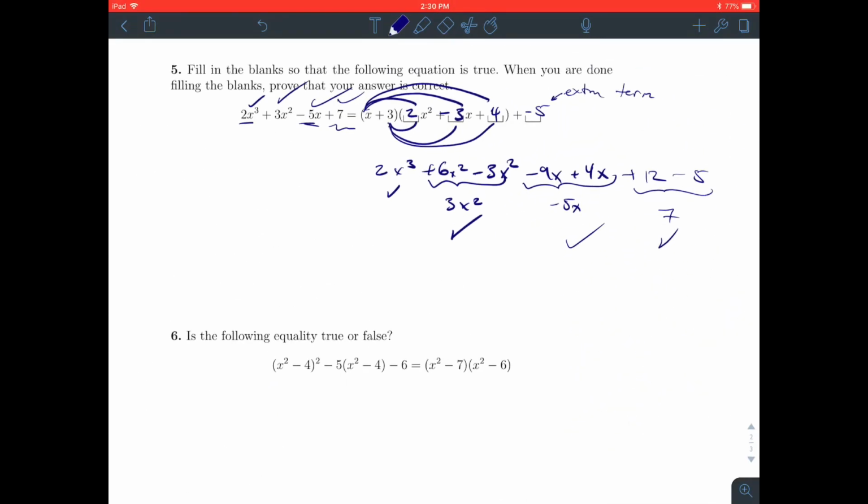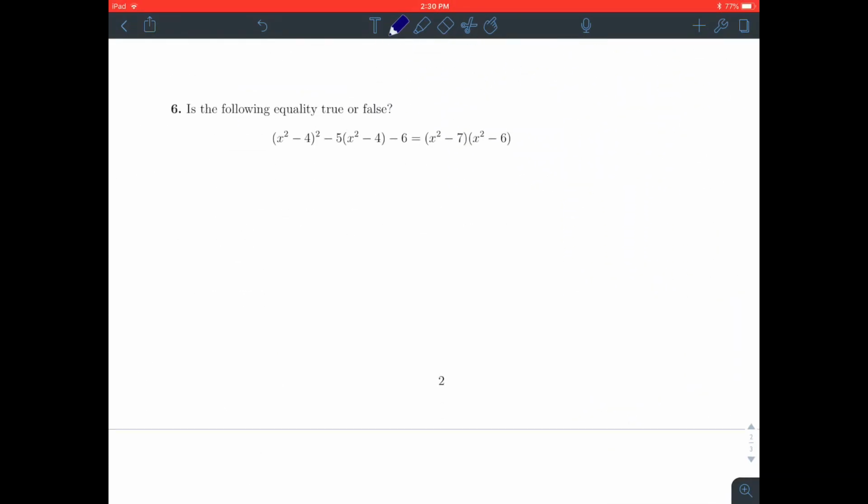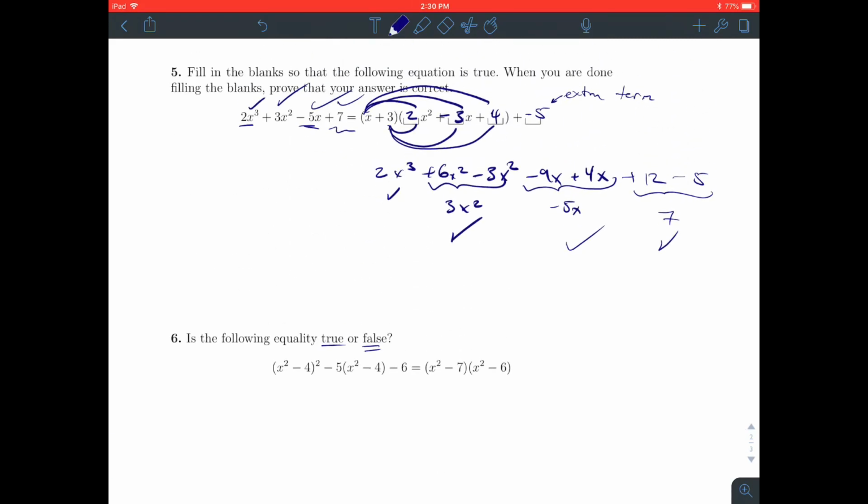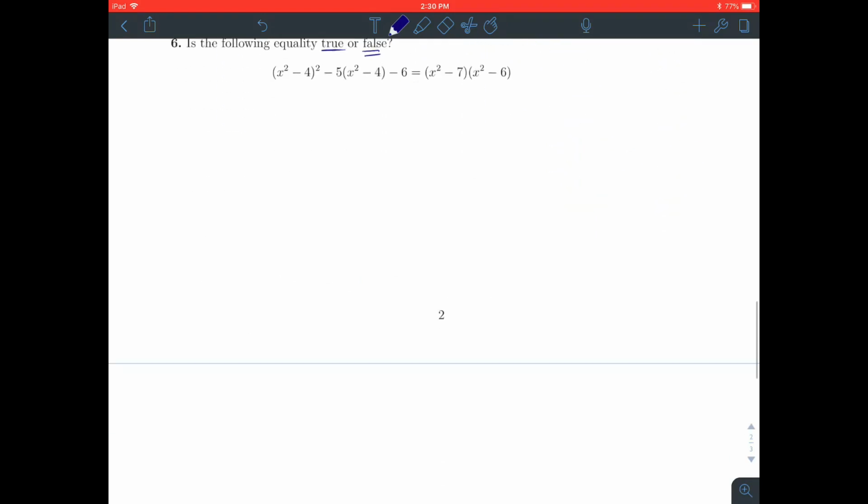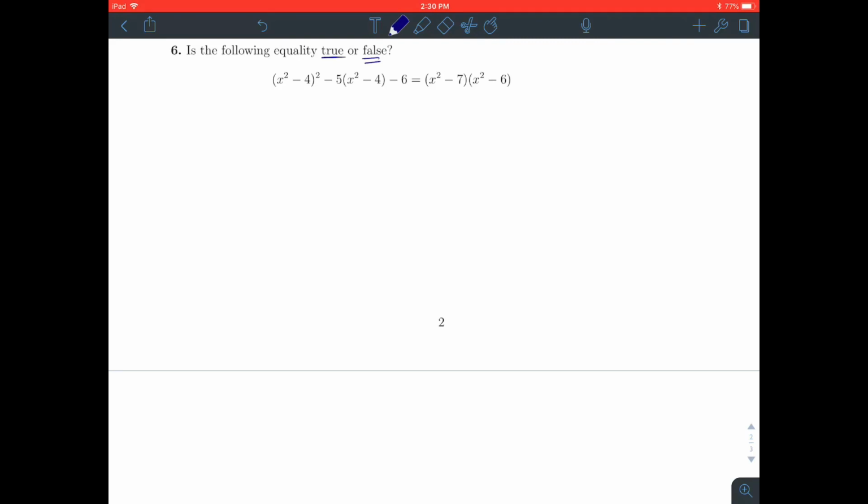For the last problem here, it says, is the following equality true or false? So when you want to prove an equality is true or false, it's similar to the process above, where you check to make sure that both sides of the equal sign are the same. So again, we're going to check to see if both sides of this equal sign are the same, because we're going to do a lot of distribution. So we got the left-hand side and the right-hand side.